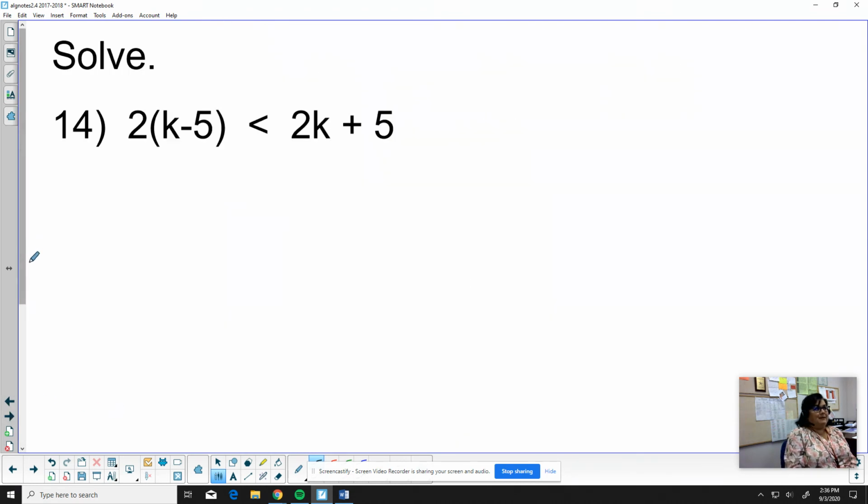Okay, and then let's try this one. Press pause again and try 14. It's going to be our last one. When you're done with the problem, check it and see if you did it right.